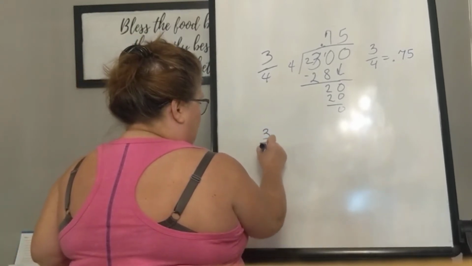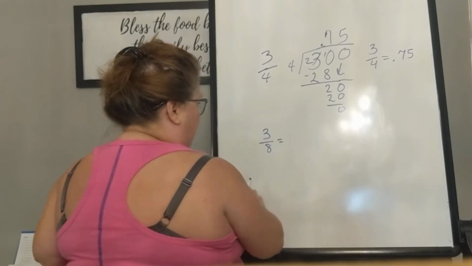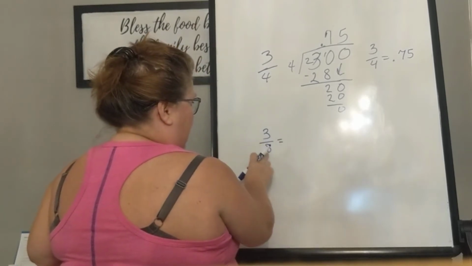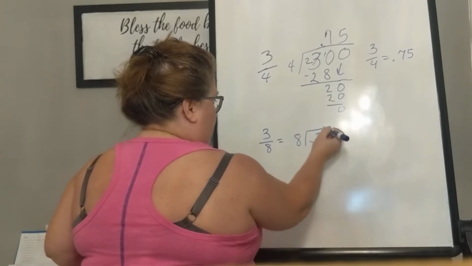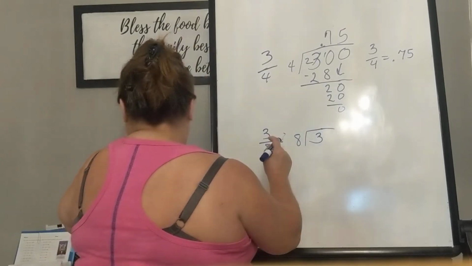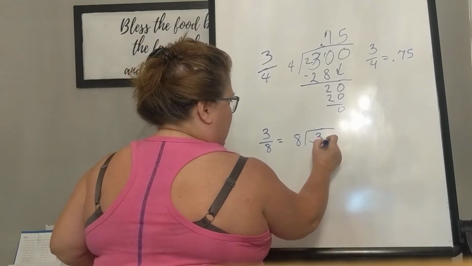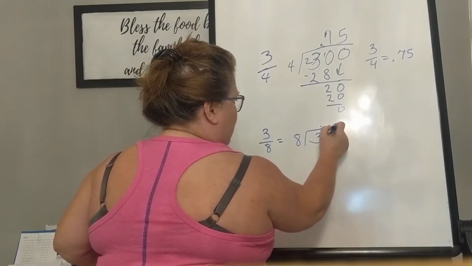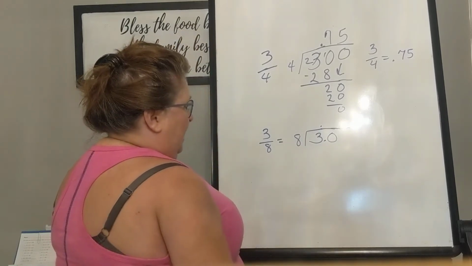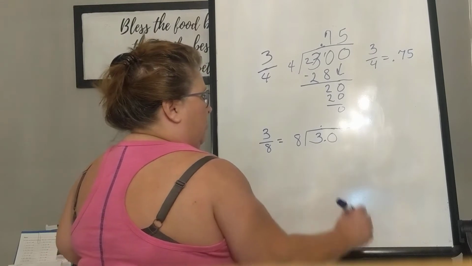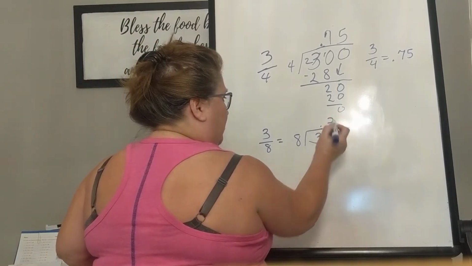So let's do the same thing with 3/8. Let's turn 3/8 into a decimal. We're going to use our fraction bar: 3 divided by 8. We annex our decimal point and our 0, and we ask how many times will 8 go into 30? 8 times 3 is 24, 8 times 4 is 32, so it's going to have to be 3. So we put our 3 down.